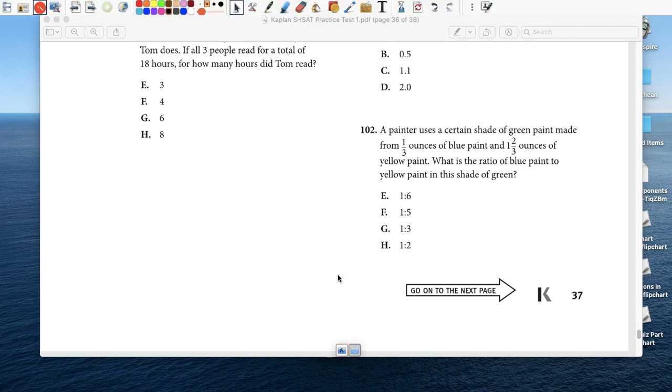A painter uses a shade of green made from 1/3 ounces of blue paint and 1 2/3 ounces of yellow. Wait, hang on a second. Painter uses a shade of green made of 1/3 of blue and 1 2/3 of yellow. Okay. What is the ratio of blue to yellow paint in this shade of green?